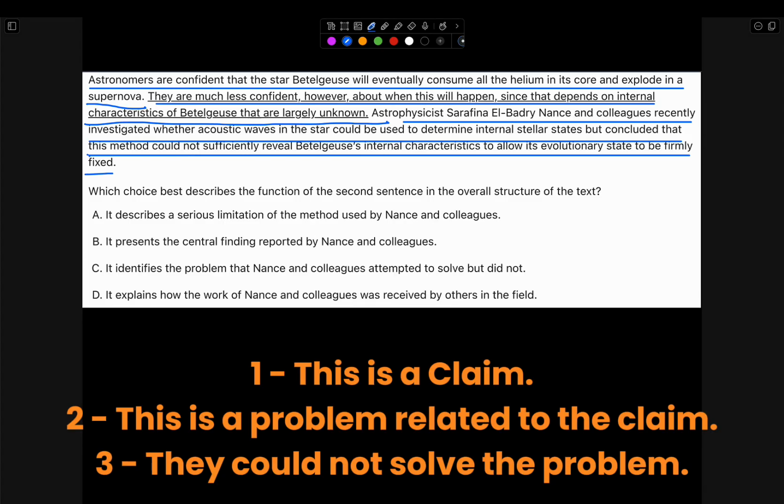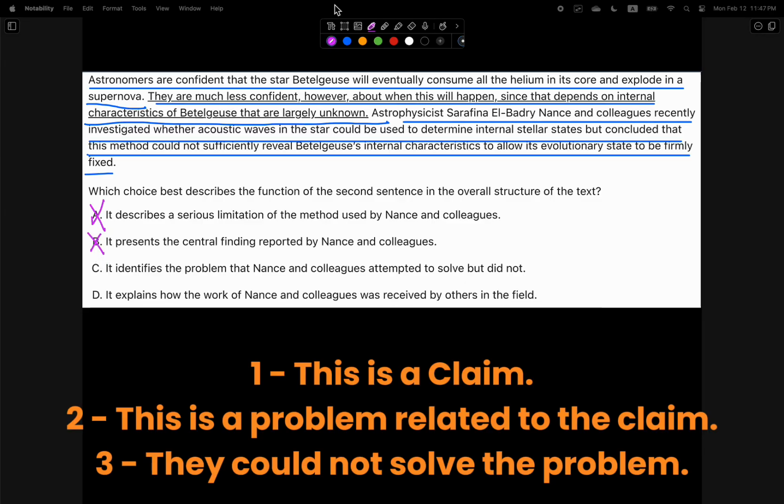A: describes a serious limitation of the method used by Nance and colleagues. This choice doesn't say that there's a problem that couldn't be solved. It just says that the method these people used was limited. Choice B: it presents the central finding reported by Nance and colleagues. Nance and colleagues didn't find anything, and in the underlined sentence it says that there is a problem, which is not stated in choice B.